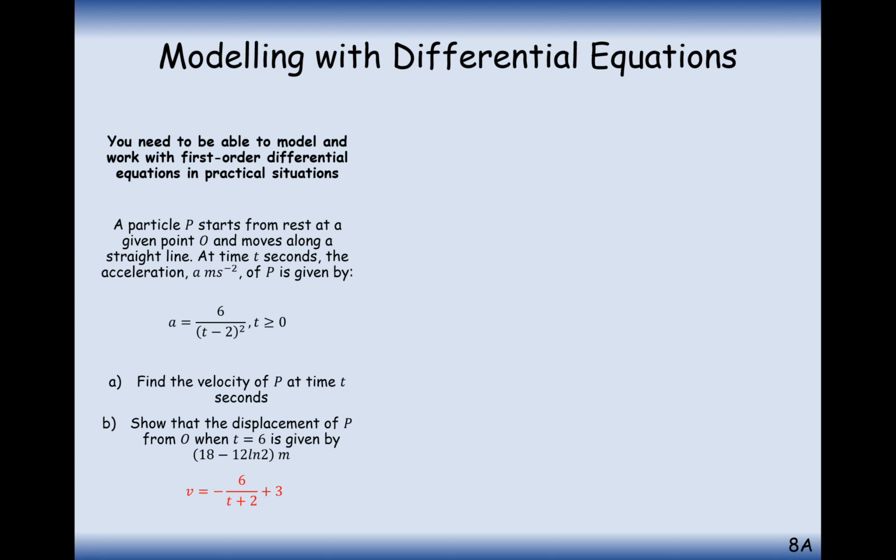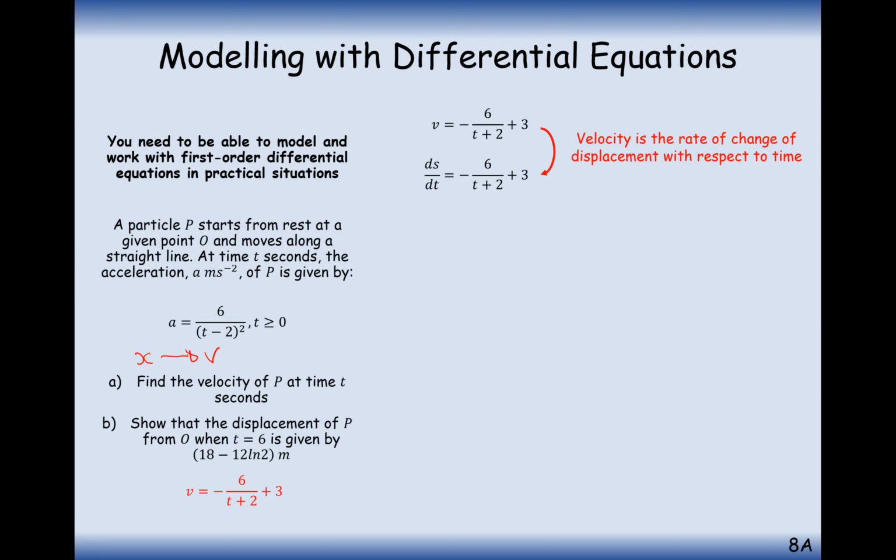Let's move on to part B now: show that the displacement of P from O when t equals 6 is given by that expression there. Just as I stated before, if you differentiate displacement, you get velocity. So let's replace the v in this statement here with the differential of displacement, dx by dt, or ds by dt, x or s is fine. Now let's integrate both sides to get s equals, and cancel out the derivative on the left hand side.